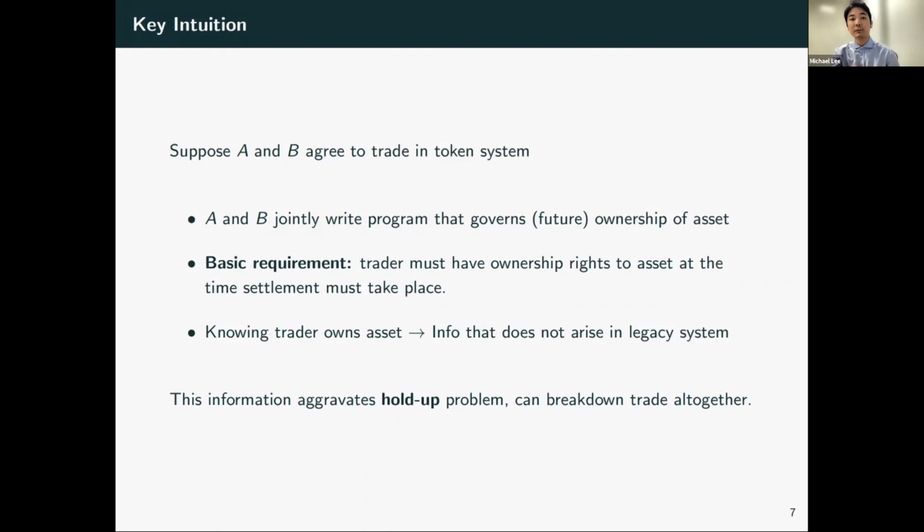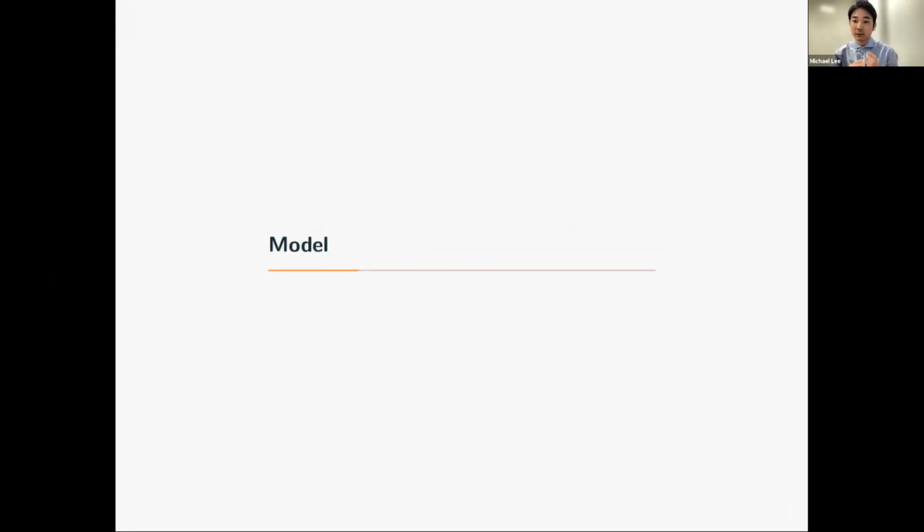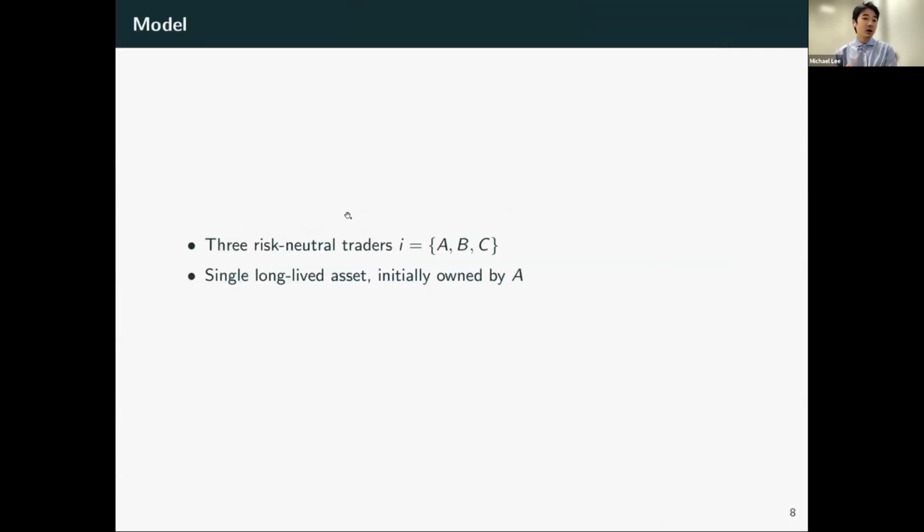So in the time remaining, let me go through the model and provide more precise intuition on exactly why this occurs. We have a very parsimonious setting with 3 risk-neutral traders, A, B, and C. And there's a single long-lived asset that's initially owned by A. So A is the initial holder of the asset, but these traders have period-dependent payoffs from holding the asset. And this means that they have a reason to trade.